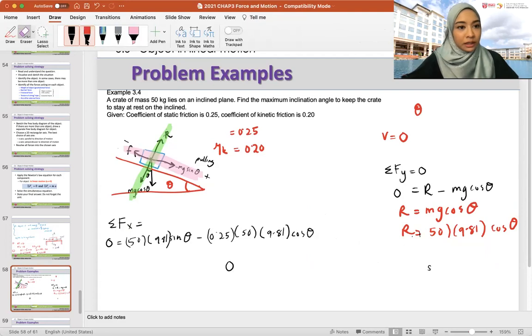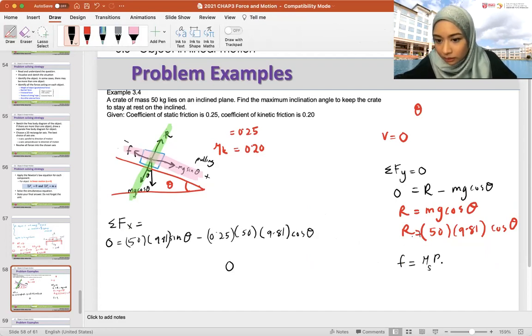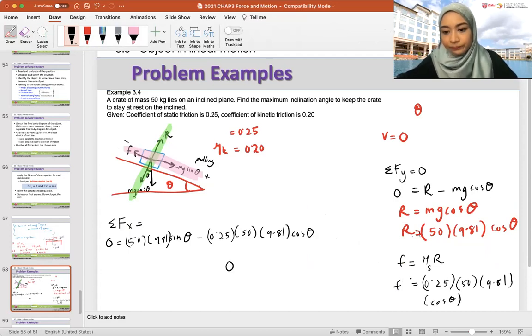Okay, korang dah tahu kan apa friction? Okay lah, saya tulis balik lah. So friction is equal to mu S R, and this is 0.25, 50, 9.81 cosine theta. So this is your F. Okay, so now we are looking at this equation. Kita nak try to solve for theta. So our unknowns here is sine theta and cosine theta.